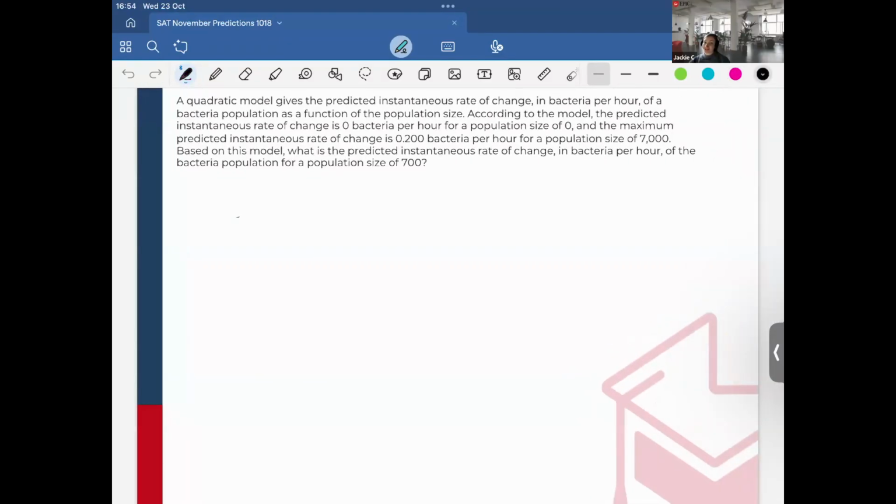Okay, so if you've seen my other videos, you've probably noticed I'm doing a very similar question. Very similar, however, with different numbers. Note here they give me a coordinate pair. This would be (0, 0). And they also say the maximum predicted instantaneous rate of change. So remember, whenever you see maximum or minimum, that means the vertex (h, k) of the parabola. In this case, it says rate of change is 0.200, population size 7,000. So my x is 7,000 and my y value, the rate of change, is this.